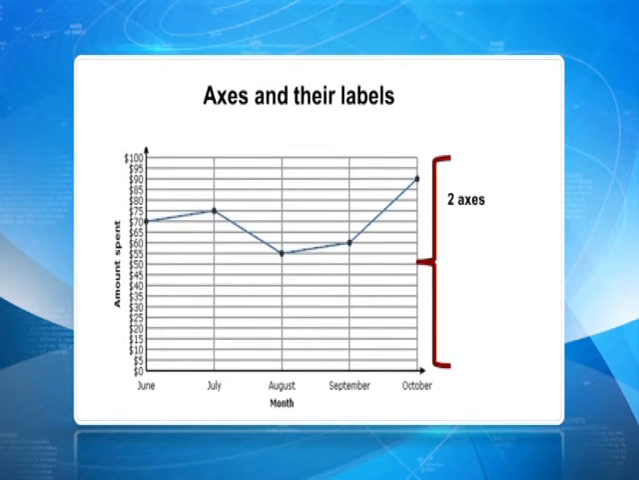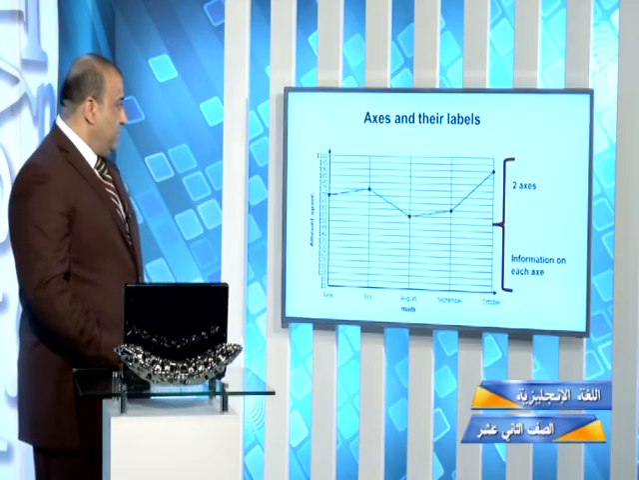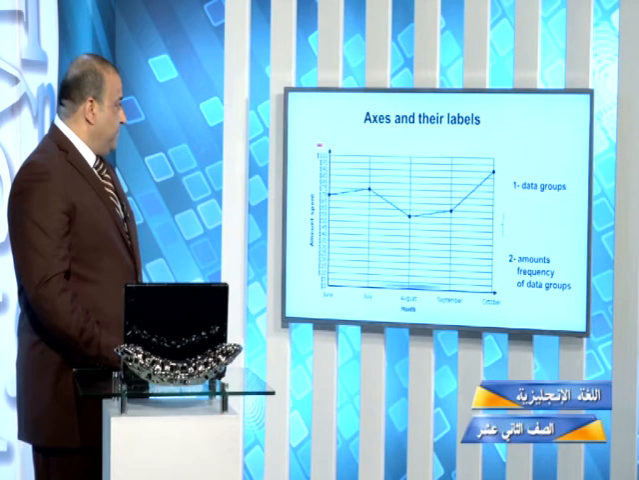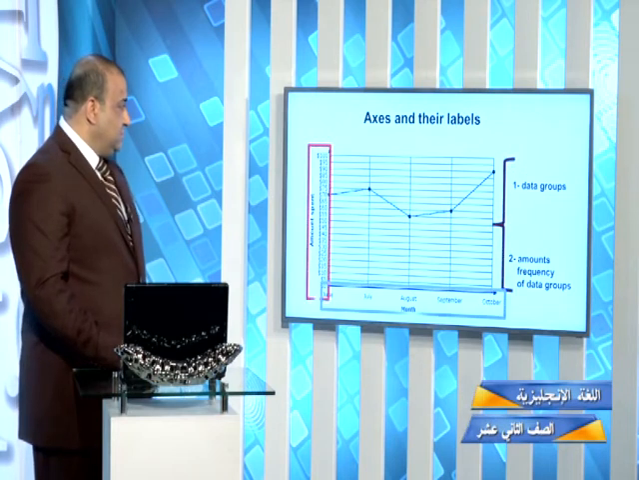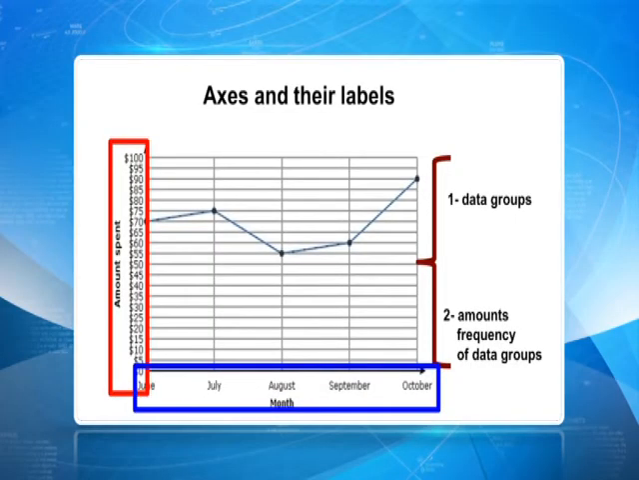Then we have two axes, right? They, again, give you information in your talk. These are the two axes. The first gives you data groups, and the second gives you amounts, frequency of data groups. So these are the three parts that you have to describe. You are not allowed to analyze anything in your introduction. You are going to describe three main things: the title and the two axes.